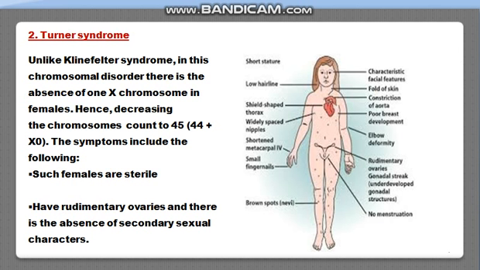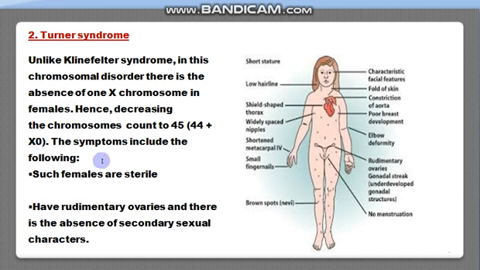Next comes Turner syndrome. Unlike Klinefelter syndrome, in this chromosomal disorder there is absence of one X chromosome in females. You know that females have two sex chromosomes, but in Turner syndrome there is only one X chromosome. So the total chromosome number decreases to 45 instead of 46: 44 autosomes and X0 as the sex chromosomes, because one X is absent.